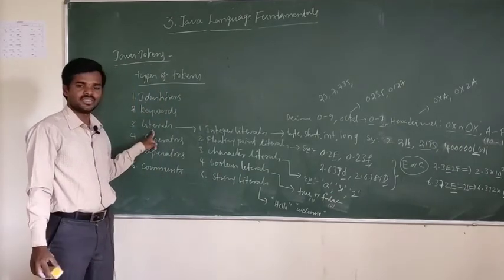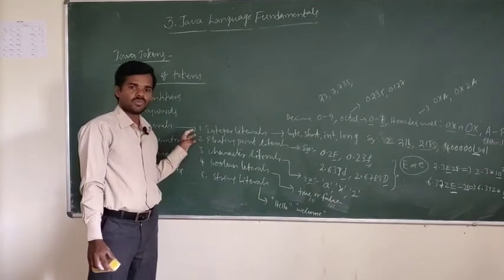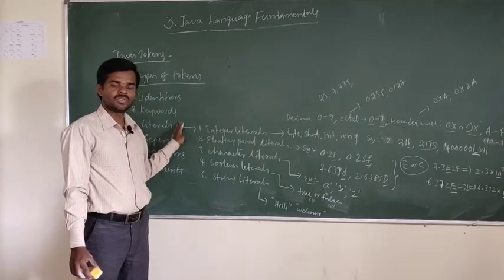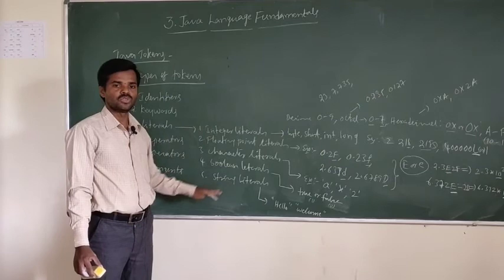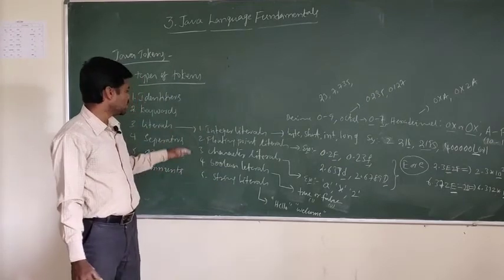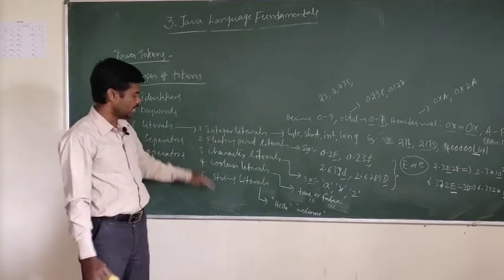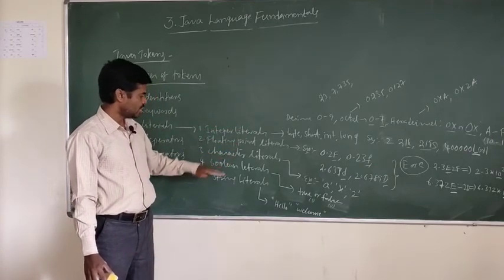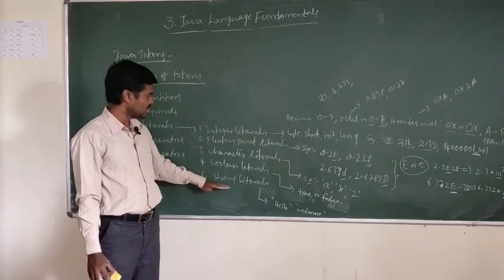Understood what literals are? Literals are constants in Java programming. These literals are fixed values. They cannot be changed during the program execution. What are the different types of literals used in Java? There are 5 types of literals: integer literals, floating point literals, character literals, Boolean literals, and string literals.